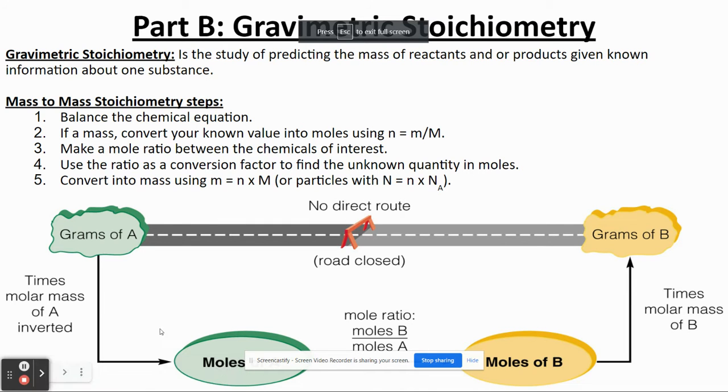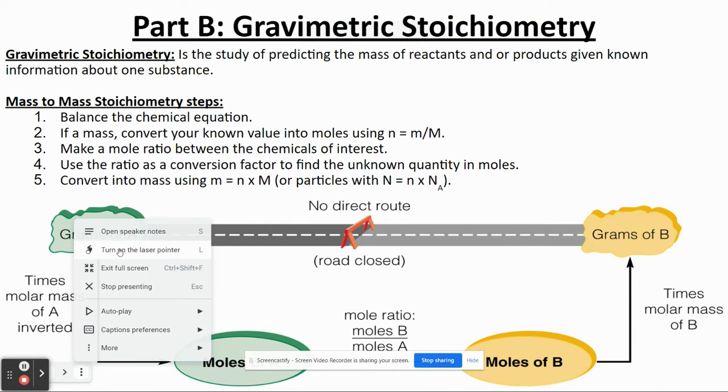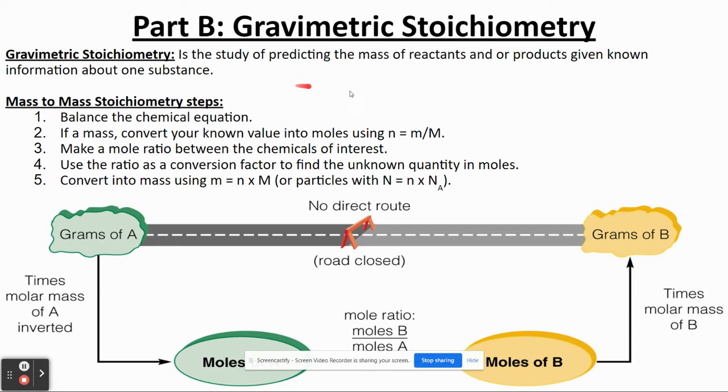In this video, we're going to be taking a look at part B of the stoichiometry lesson, which is gravimetric stoichiometry. And that's where we're basically doing stoichiometry, but we have mass values given to us. And as you might remember, if you have a mass value given to you, you can't use mass ratios. So here's a great analogy that illustrates that.